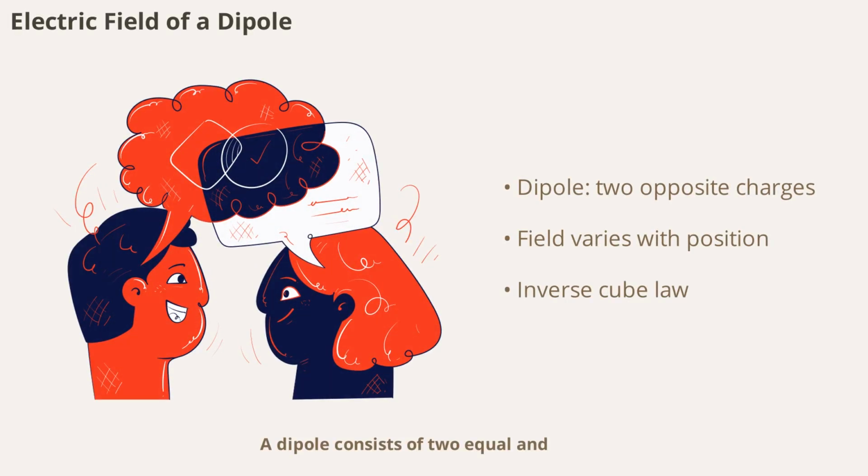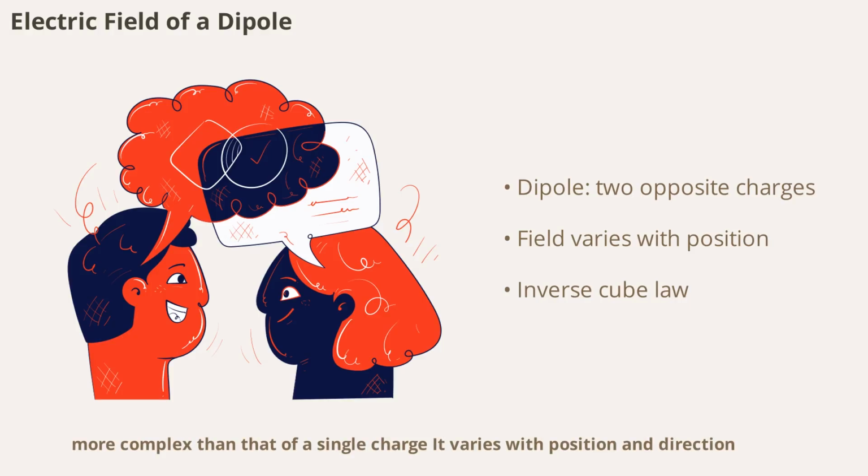A dipole consists of two equal and opposite charges separated by a small distance. The electric field produced by a dipole is more complex than that of a single charge. It varies with position and direction, being strongest along the axis of the dipole and weaker perpendicular to it. The field decreases rapidly with distance, following an inverse cube law. Understanding the field of a dipole is essential for studying molecules and materials with permanent dipole moments.